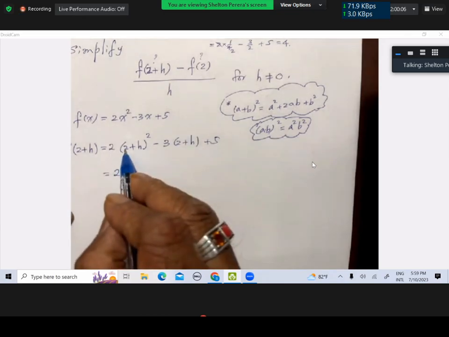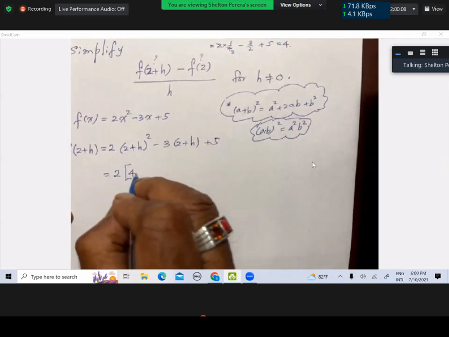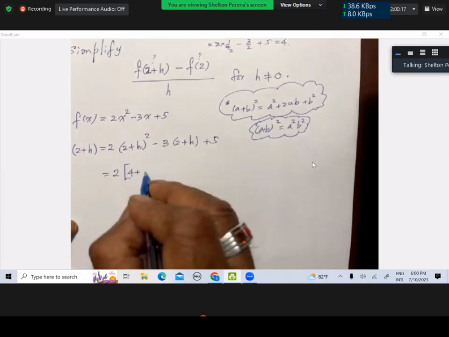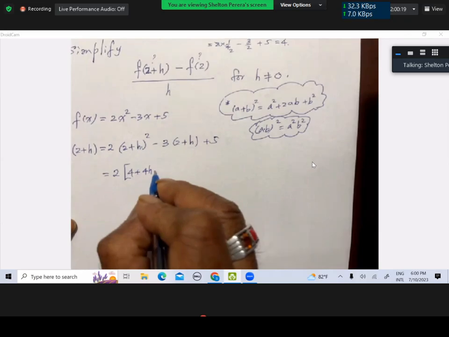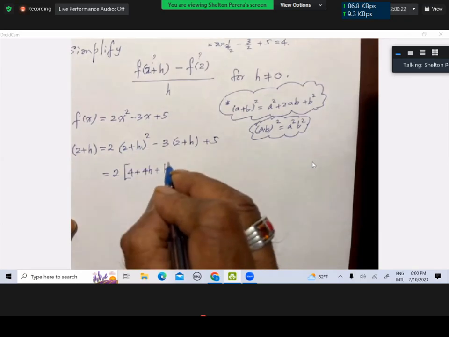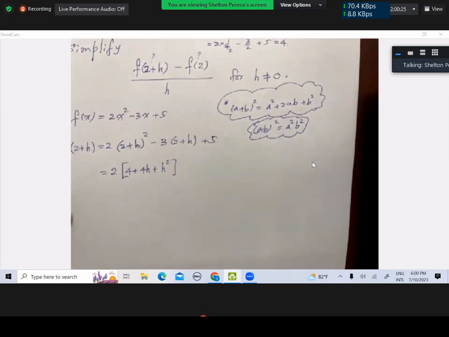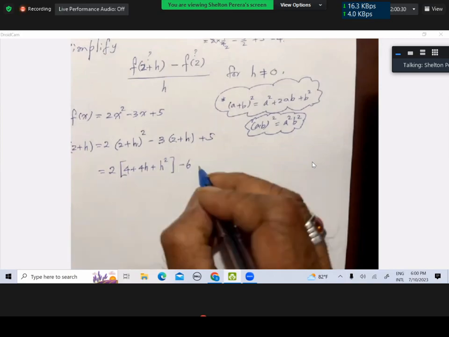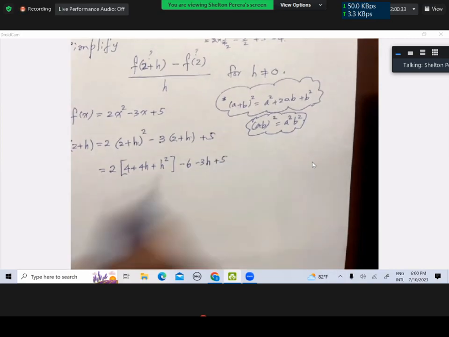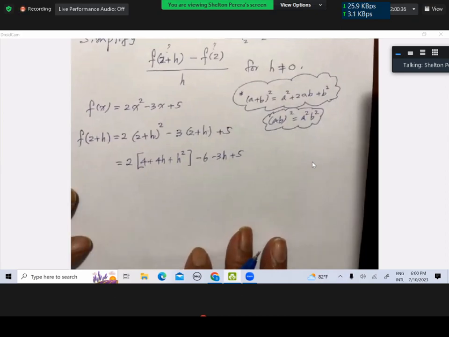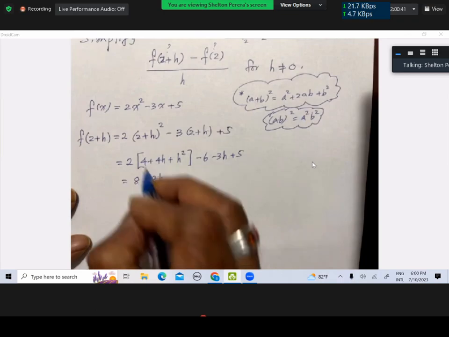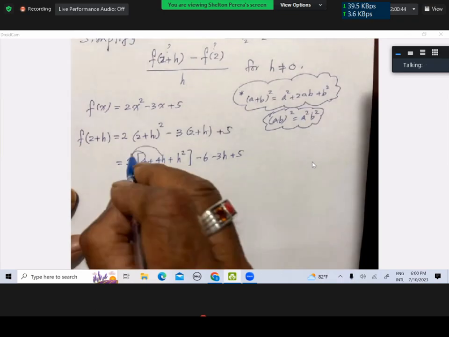Here, 2 plus h squared. 2 squared is 4 plus twice the product of these two. The product of these two is 2h. When you multiply by 2 again, it becomes 4h plus the last term squared, h squared. Minus 3 times 2, minus 6 minus 3h plus 5, similar to the computation I did earlier. This is equal to 8 plus 8h, distributive property.